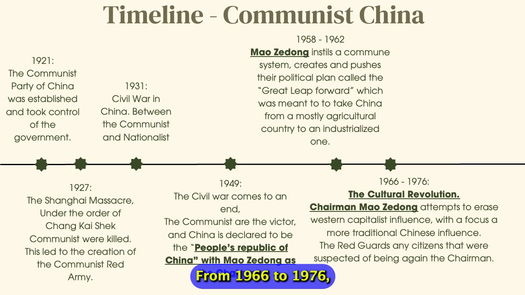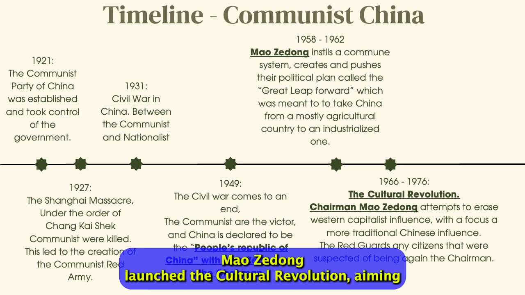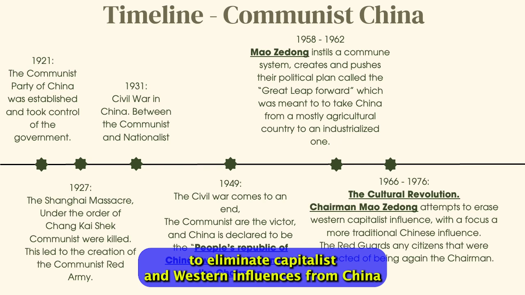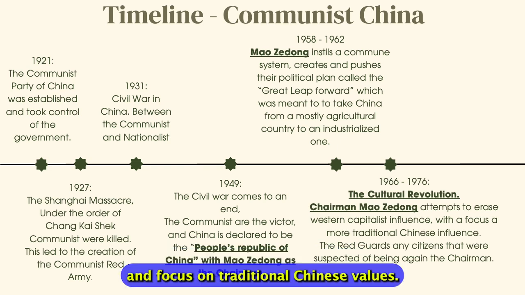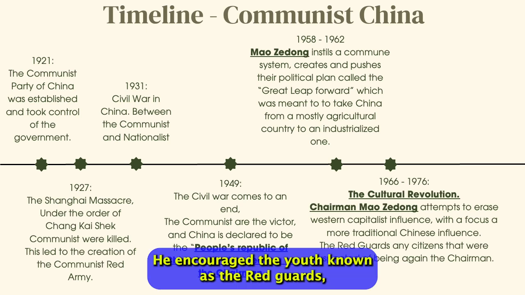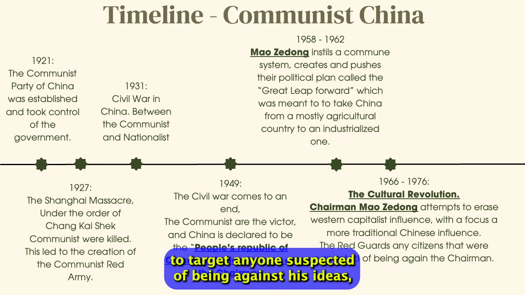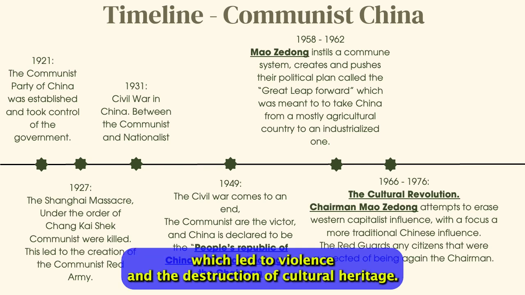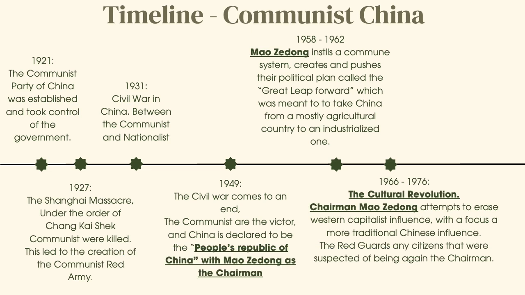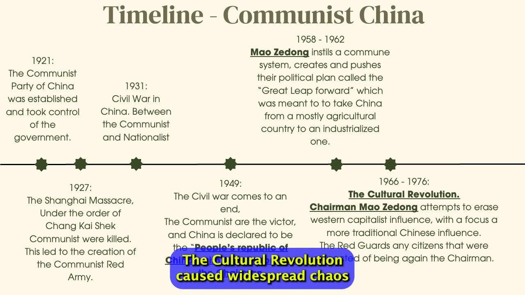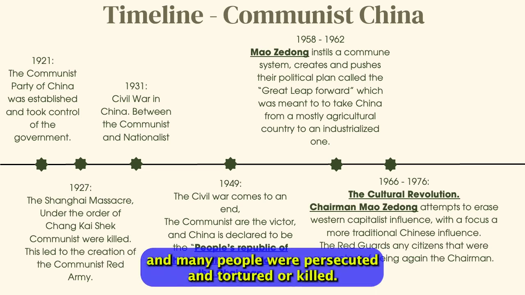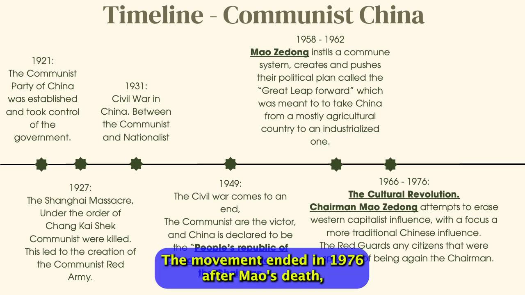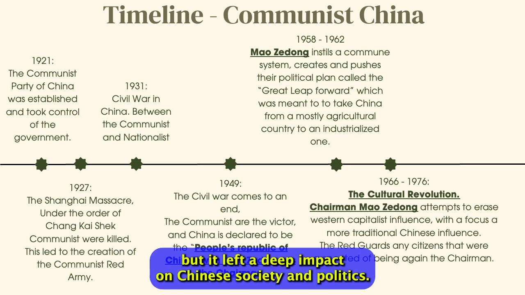From 1966 to 1976, Mao Zedong launched the Cultural Revolution, aiming to eliminate capitalist and Western influences from China and focus on traditional Chinese values. He encouraged the youth, known as the Red Guards, to target anyone suspected of being against his ideas, which led to violence and the destruction of cultural heritage. The Cultural Revolution caused widespread chaos, and many people were persecuted, tortured, or killed. The movement ended in 1976 after Mao's death, but it left a deep impact on Chinese society and politics.